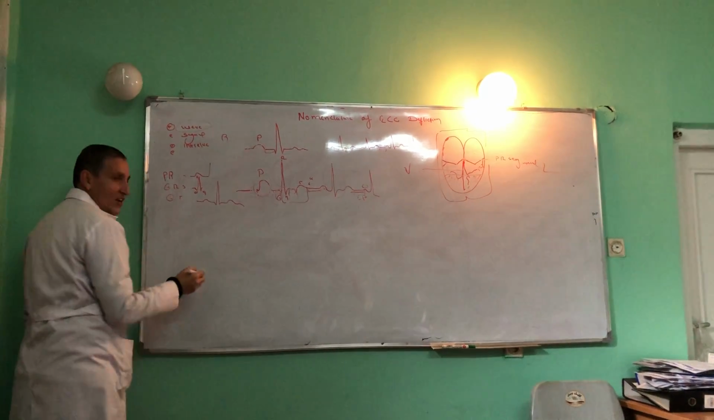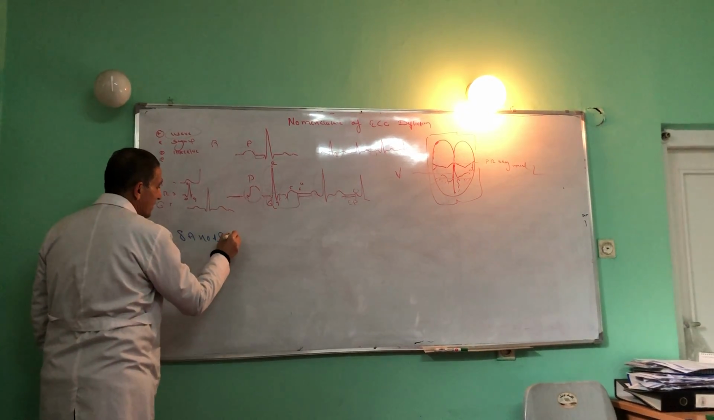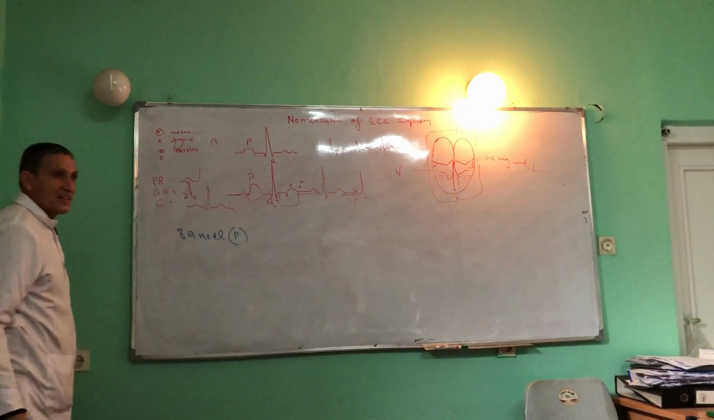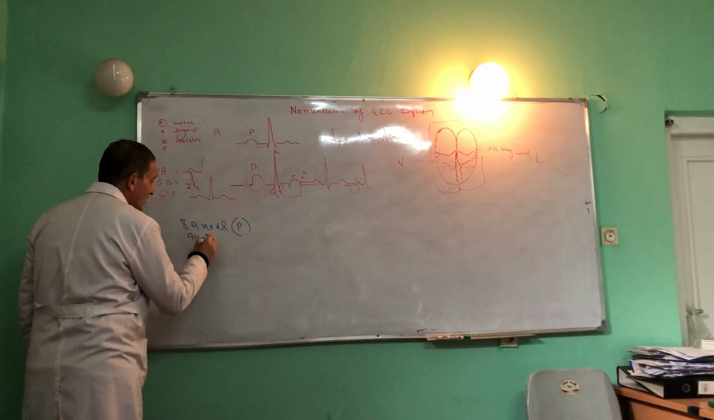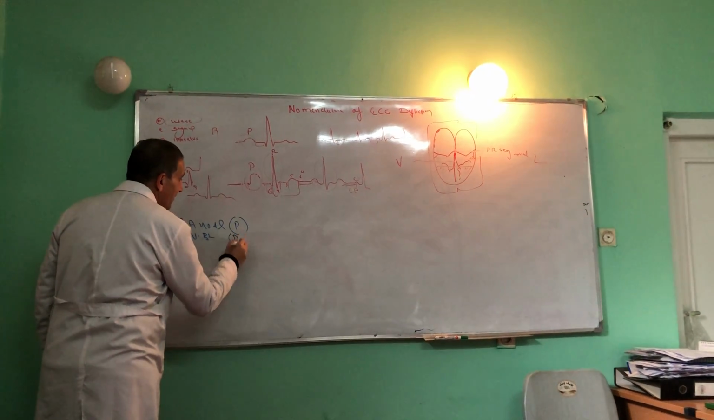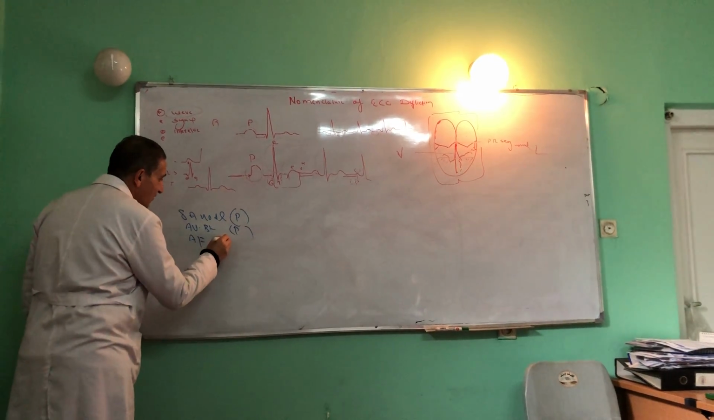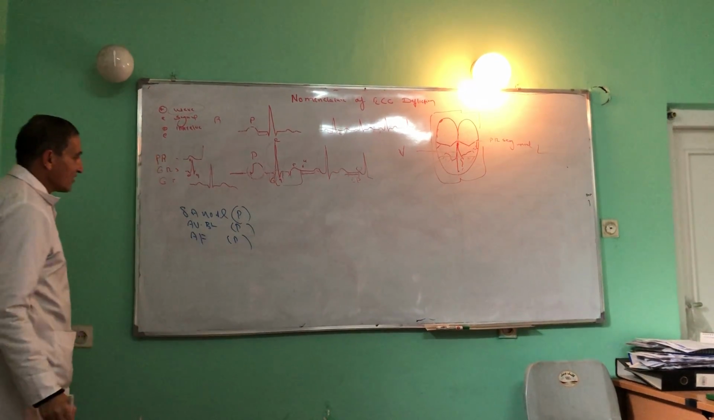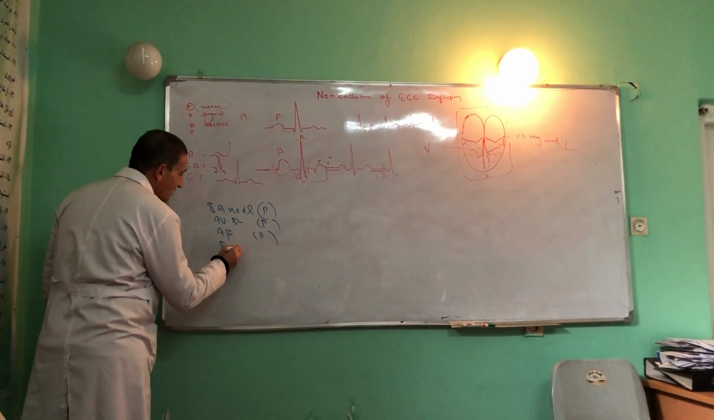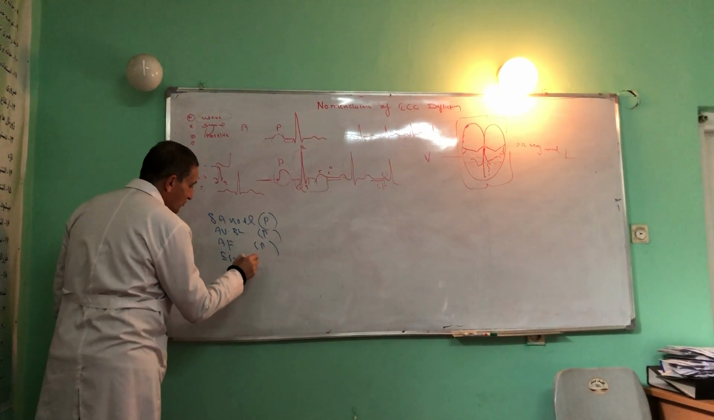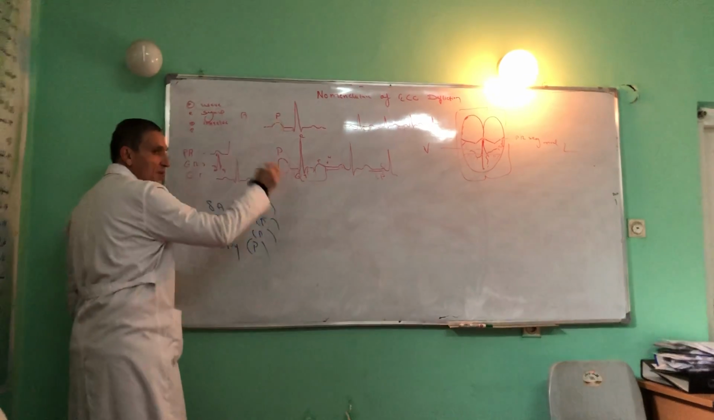There are a lot of cases. For example, in SA nodal block, we don't see the P wave. In AV nodal block, we also don't see the P wave in some cases. In atrial fibrillation, we also don't see the P wave. In case of escape rhythm, we also don't see a P wave. And in some other cases, the morphology of the P wave may be changed.